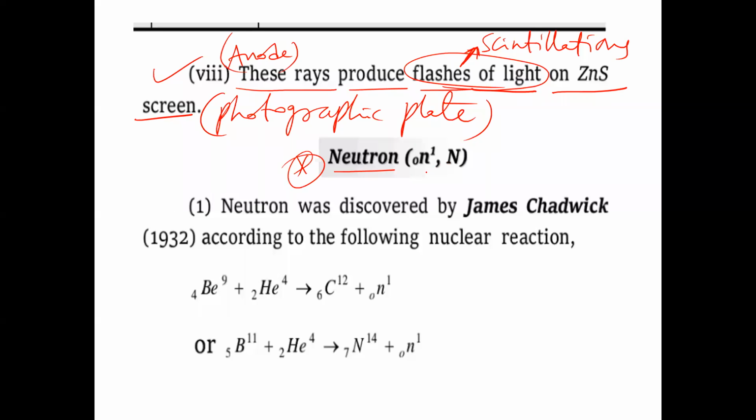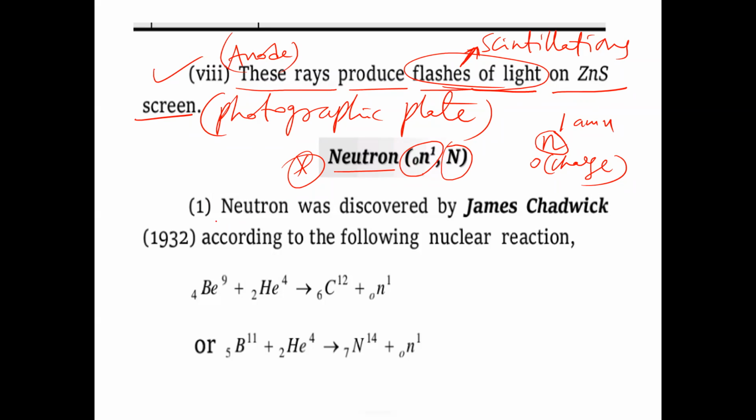Next, another important fundamental particle is the neutron. The neutron is indicated by 0n1. A neutron has zero charge and its mass is 1 amu. That's why we write small n, with charge 0 and mass 1 unit. The same thing we can also write as capital N, which indicates the neutron.